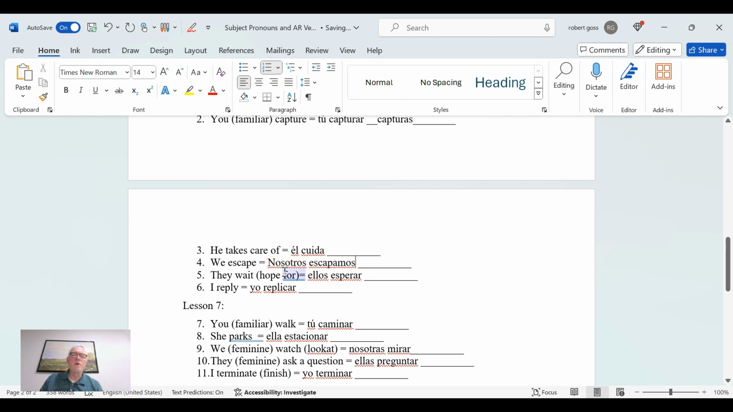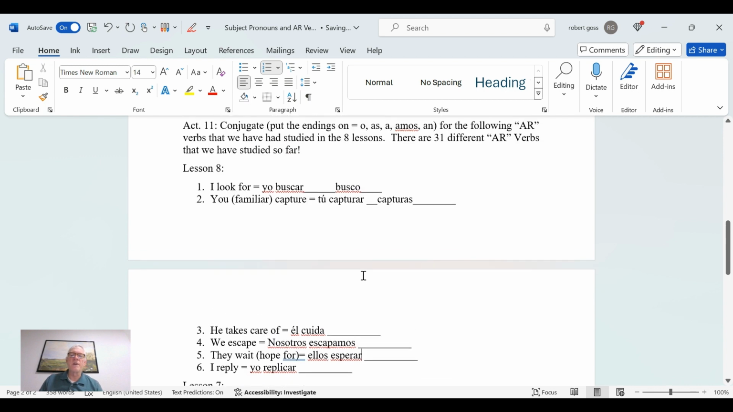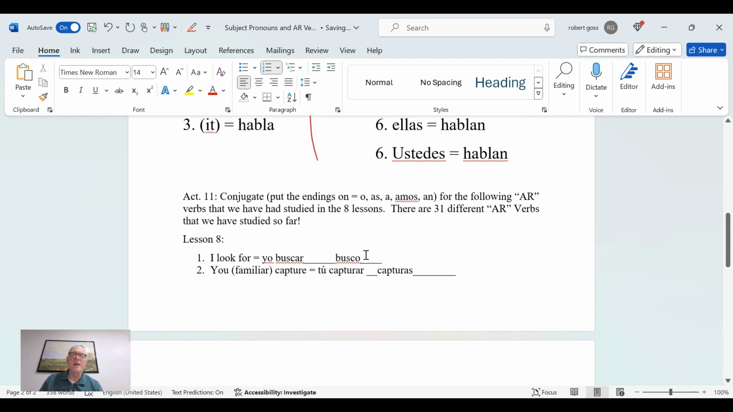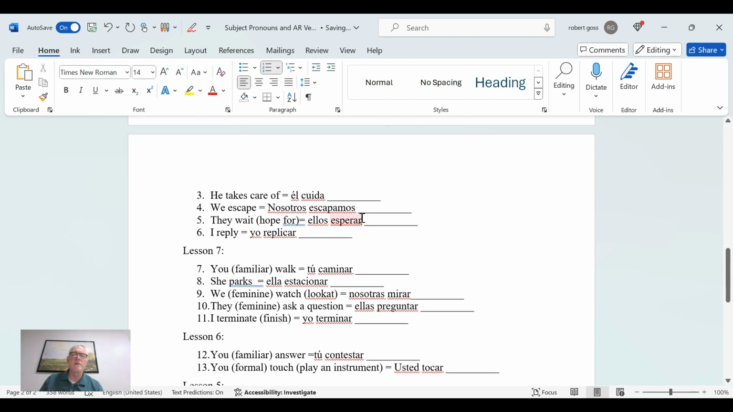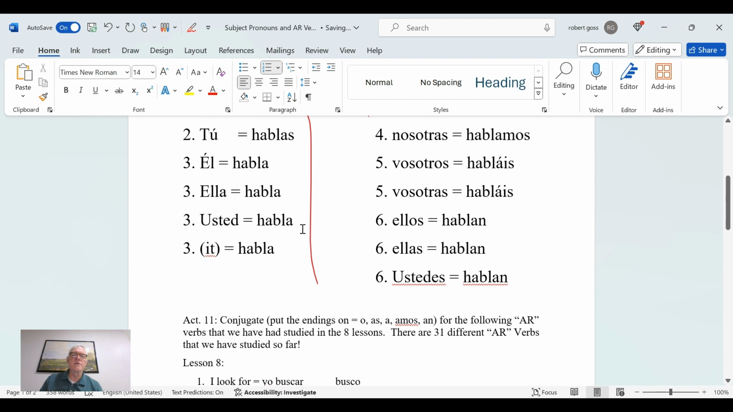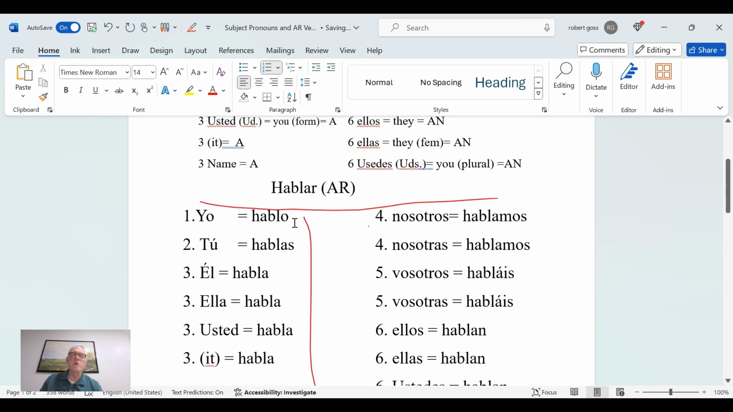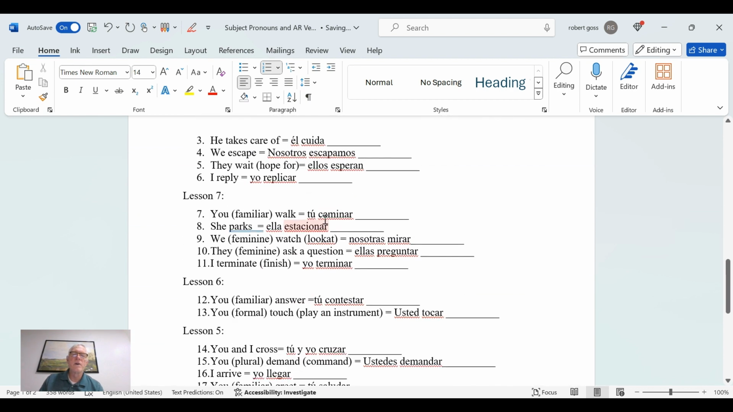They wait or they hope for. That's using the verb esperar. It ends in an AR. For ellos, the ending we would do for ellos is an AN ending. So we would go ellos esperan. Cross off the AR and we have an AN. I reply. Well, it ends in an AR. So we find yo. We're going to cross off the AR and put an O. Yo replico. We put the O ending on.